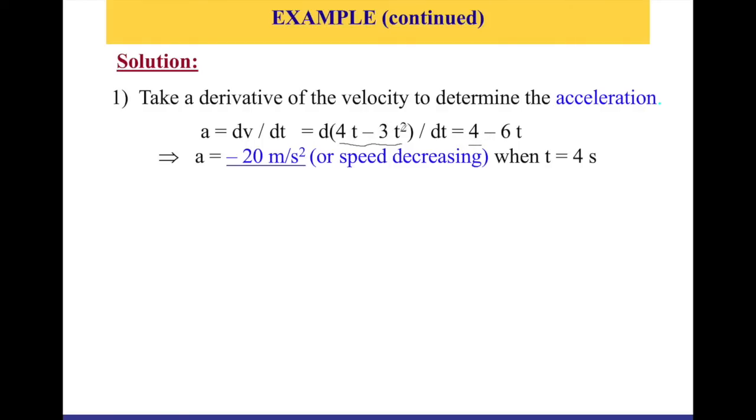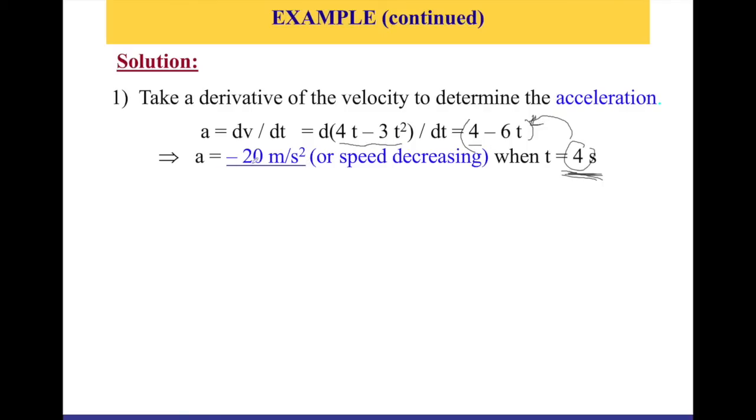If you differentiate 3t squared, you take the 2 multiplied by 3, and then t to the power 2 minus 1, and that's going to give us 6t. So this is my acceleration function now, 4 minus 6t. If I am trying to find the acceleration at time equals 4, I will substitute 4 for t, and then a is going to be minus 20 meters per second squared.